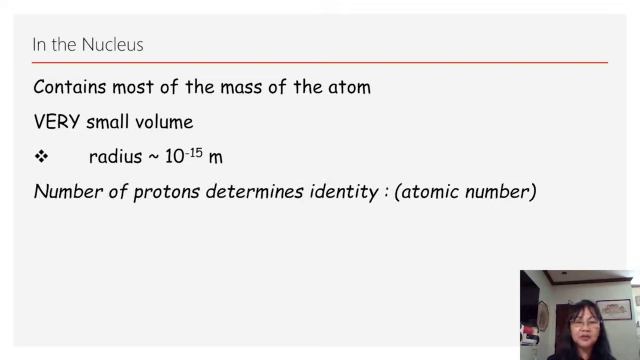The number of protons determines the identity of the atom. So the atomic number represents the number of protons, and it serves as the ID number of an element.